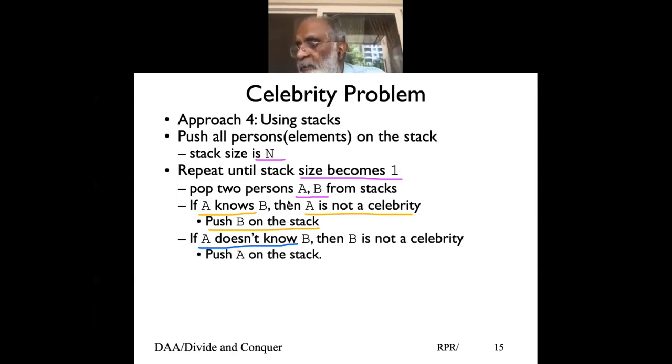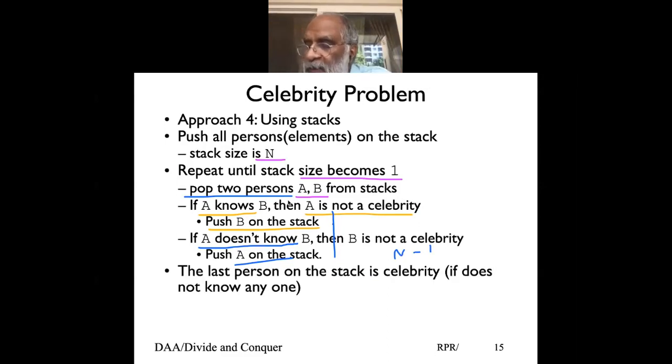So look at what has happened. We remove 2 people from the stack. We either put B or put A. We're putting only 1 person on the stack. So my stack size becomes n minus 1, and we keep repeating it till I am left with only 1 person on the stack. Let's say that person left on the stack is person number K.